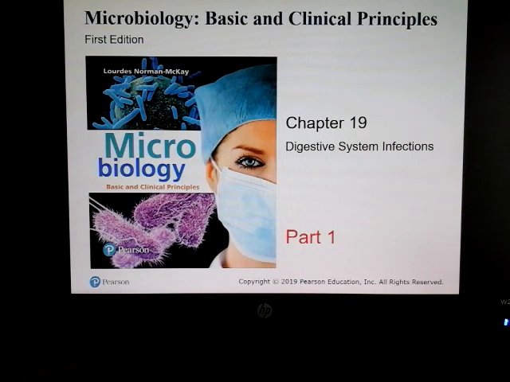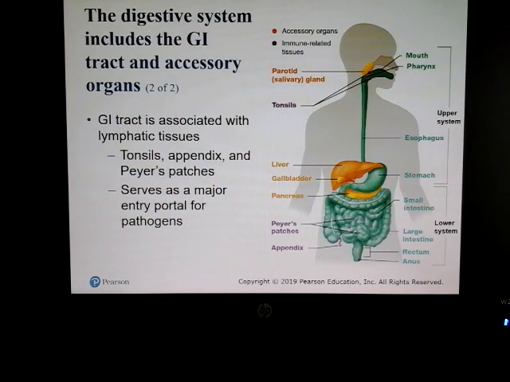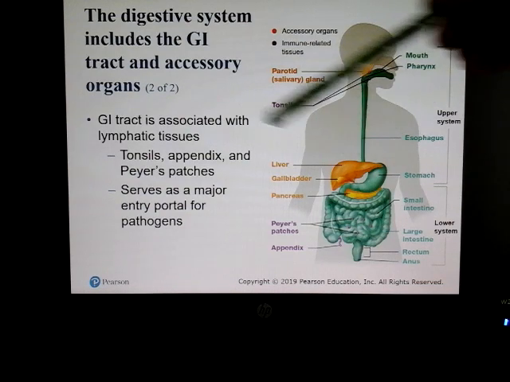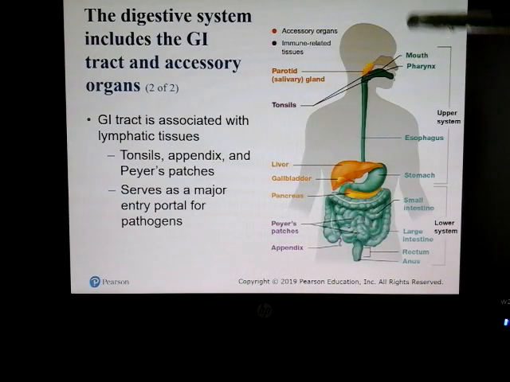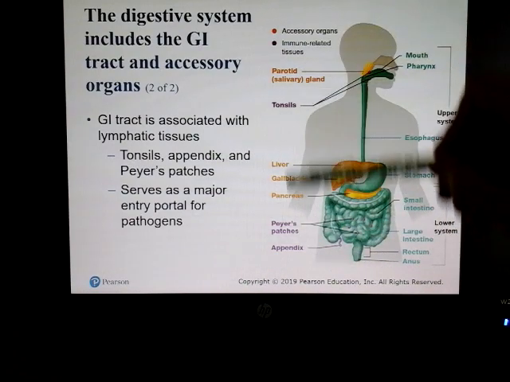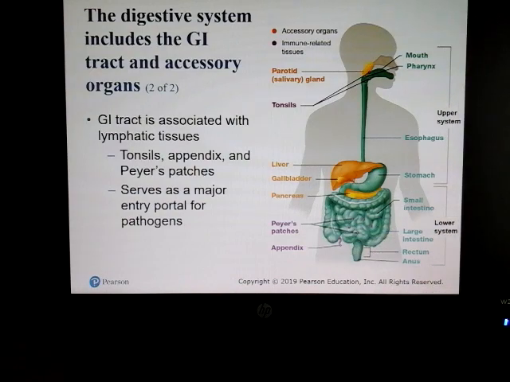Today's lecture deals with digestive system infections. So our digestive system includes our GI tract and some accessory organs like your tonsils, appendix, Peyer's patches, etc. And this little picture over here just shows you where all of those parts are arranged in our body.